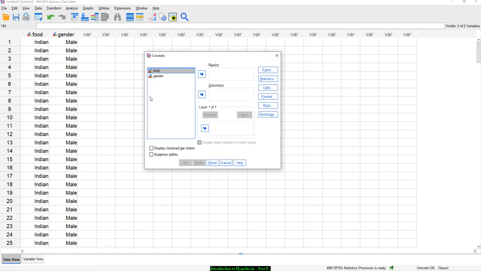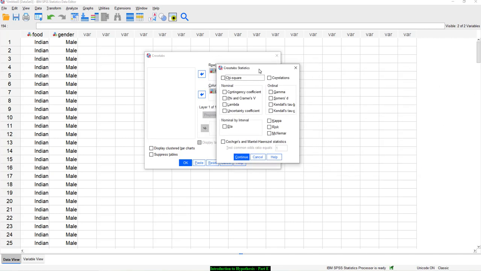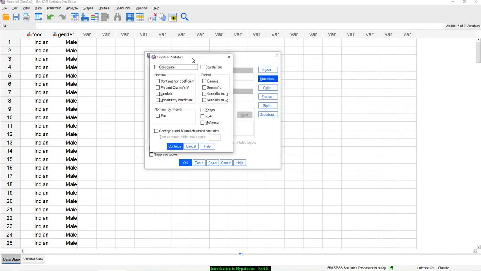Once you click on crosstabs, you will get this dialog box, and on the left hand side are all the variables available in your data set. On the right hand side we have rows and columns. We put the variable in rows and the variable in columns, and then we click on Statistics. Once you click on Statistics, you will get another dialog box. We just click on chi-square test and click continue.